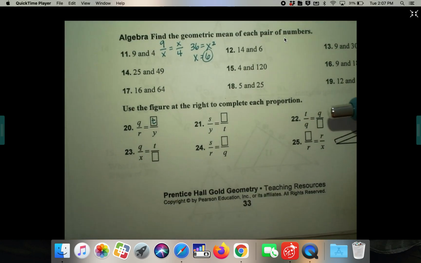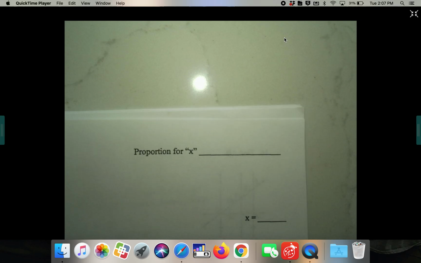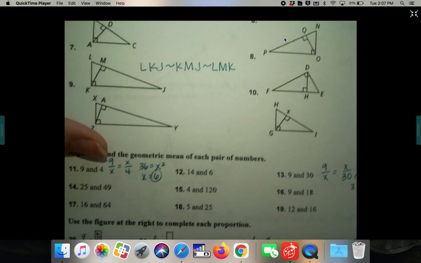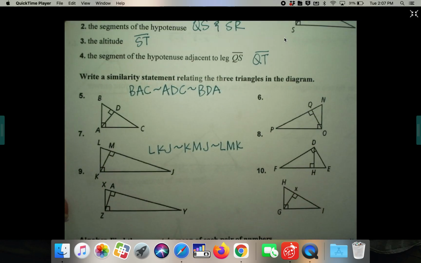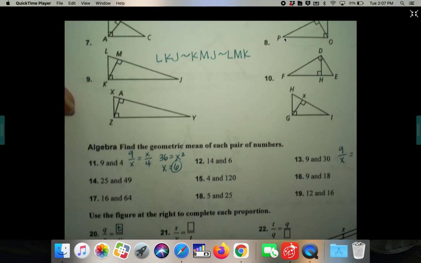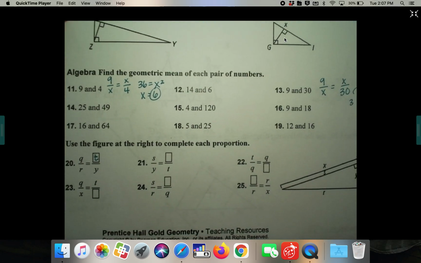Okay, I believe we have another page to look at. Nope, just kidding. The next page is your practice test. So if you want to try a few more of these, you can. I just wanted to do a few examples so that you are on the right track and ready for your practice homework.